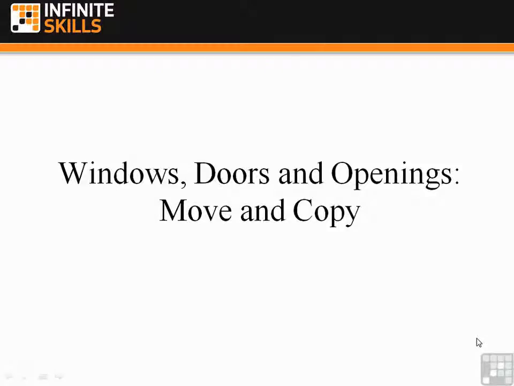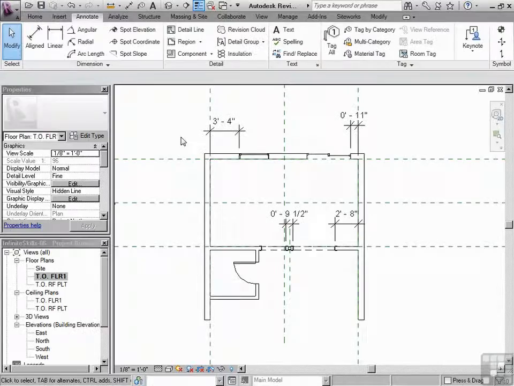Windows, doors, and openings, move and copy. So we have our doors, windows, and openings positioned correctly. But I would like to talk a little bit about moving and copying as it relates to doors and windows. And we can even add walls to that, because it's just good to know the basics behind this before we get going, in case you need to do some moving and copying as you're working on your little model.